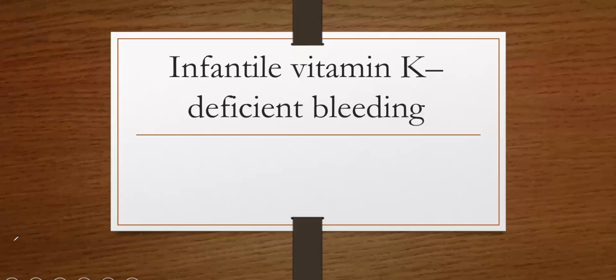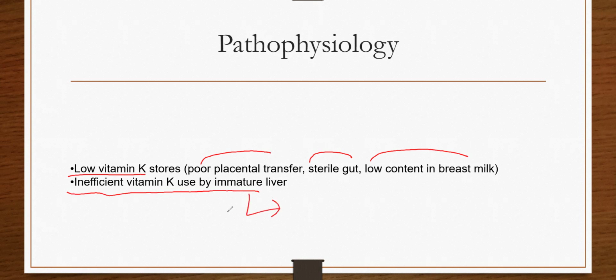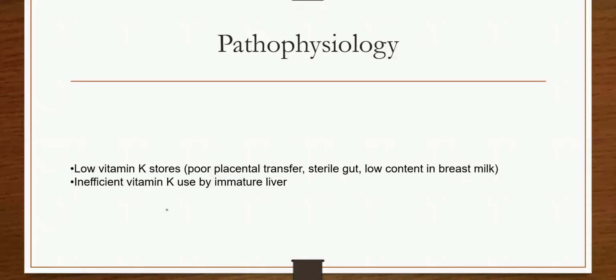Infantile vitamin K deficient bleeding is very high yield stuff. The pathophysiology of infantile vitamin K deficiency is low vitamin K stores. That may be due to poor placental transfer, sterile gut, low content in breast milk, and insufficient vitamin K use by the immature liver. So why is the liver immature? Because the neonatal liver is immature. All this gamma carboxylation takes place in the liver. That is why it is very important.